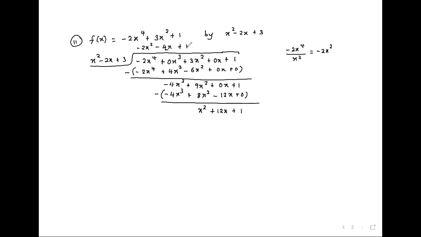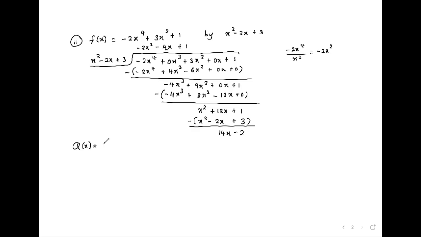So we multiply now. 1 times x², we get x². 1 times negative 2x, we get negative 2x. 1 times 3, we get 3. Subtract. x² minus x² is 0. 12x minus negative 2x becomes 12x plus 2x, which is 14x. 1 minus 3 is negative 2. You see that? Clear.